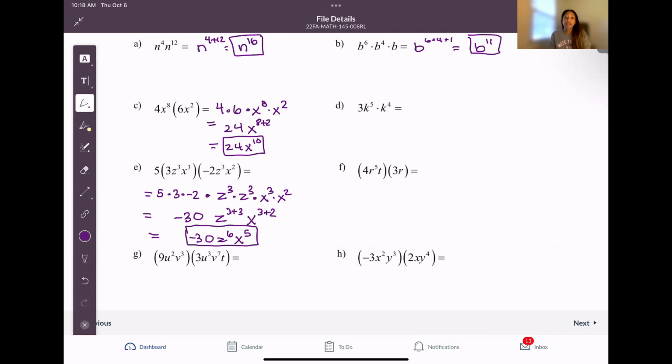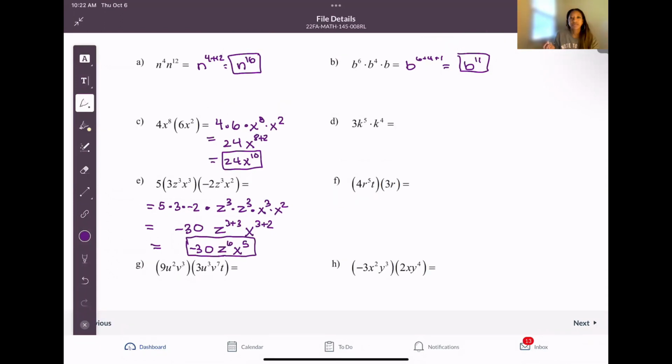Notice we can't simplify this anymore. Like we can't add the 6 and the 5 together because those exponential terms have different bases. For part D, 3k to the 5th times k to the 4th would be 3 times k to the 5 plus 4, which is 3k to the 9th.